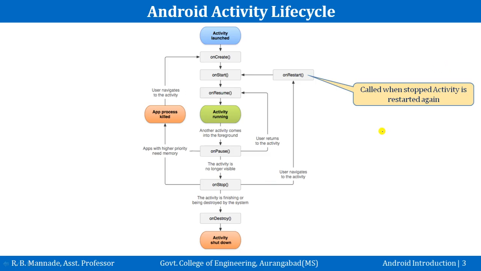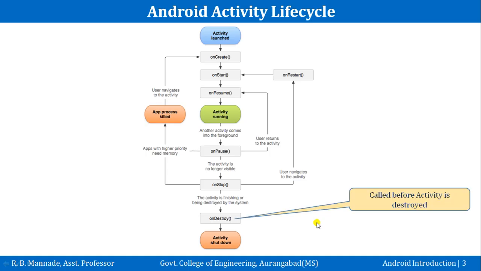Right. Then the last function, which is called the on destroy function, and this function is called before the activity is destroyed. It means the activity is finishing or being destroyed by the system. Okay. Now if the user exits from that particular application, then on destroy function is called and the activity has been shut down. So in this way, every Android activity goes through these 7 methods or 7 states during its lifetime.